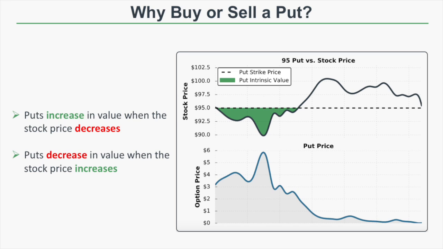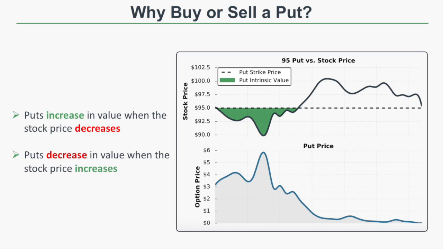So if the stock price is at 92.5, that 95 put has some value because the holder can sell shares for $2.50 higher than what they're currently trading for in the market. Now, if the shares drop from 92.5 to 90, the put is going to be even more valuable because now the put buyer can actually sell shares $5 higher than where they're currently trading in the market. So, as the stock price falls further and further below a put strike price, the put option will become more and more valuable.